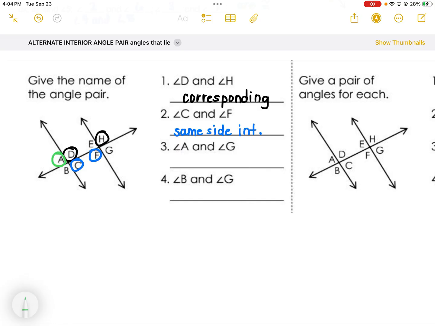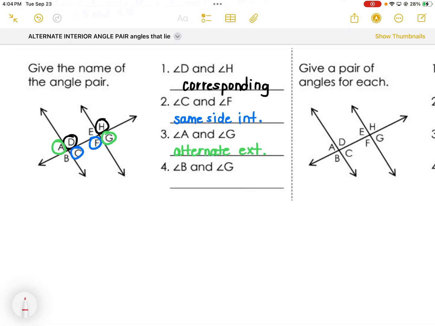A and G, they are way far apart from each other. They are both exterior angles, but they are on the opposite sides of the transversal. So we would call that alternate exterior, almost said interior, alternate exterior angles. And then the last pair, B, okay, that's an exterior, and G is also an exterior, but they're both on the same side of the transversal, so they'd be called consecutive or same side exterior angles.